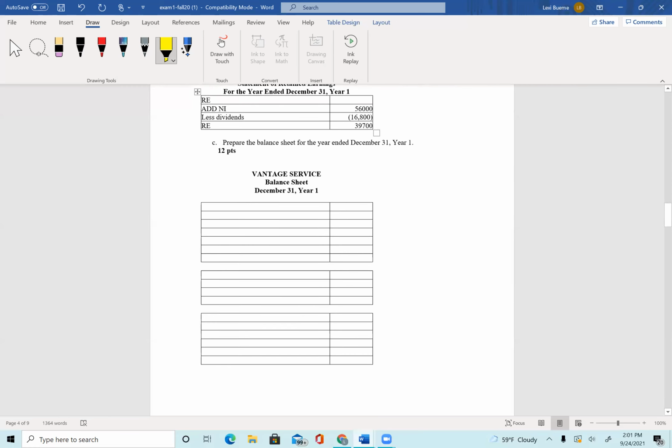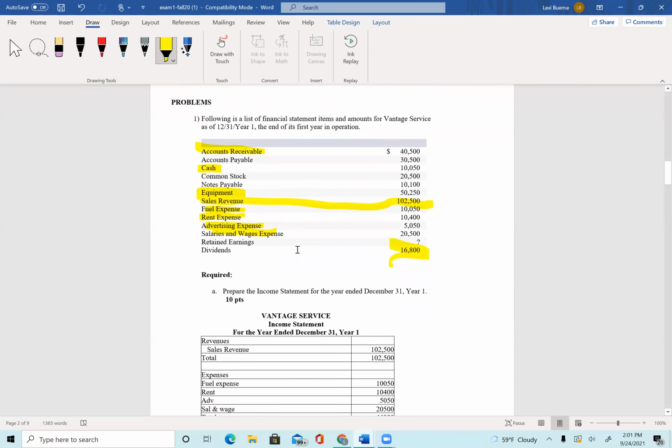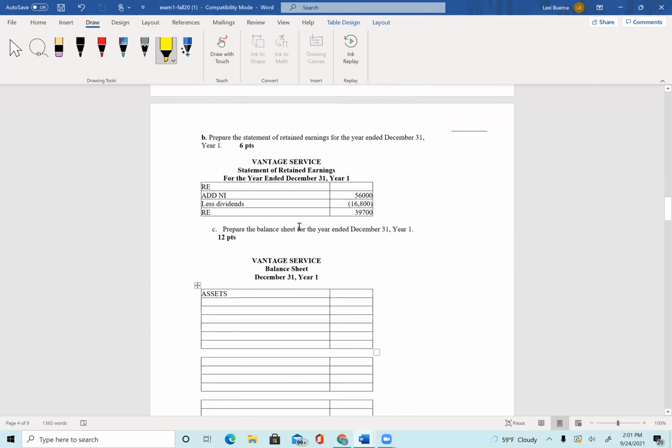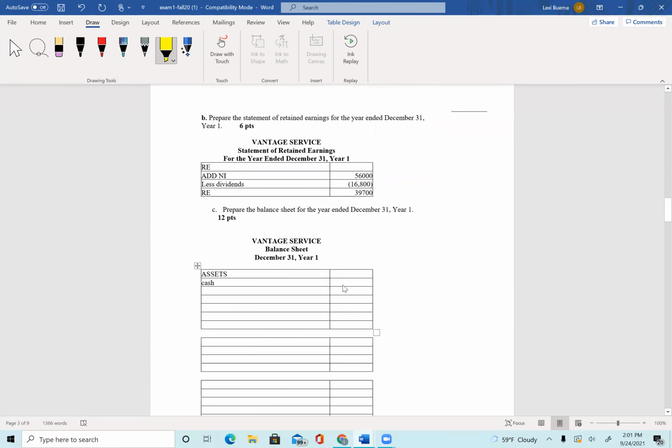All right, so next is our balance sheet. We'll start with assets. So first, let's go up. So our assets are going to be cash, accounts receivable, and then let's see, what is our last? Equipment is going to be our last one. So first, it's going to start with cash, which is 1,050.